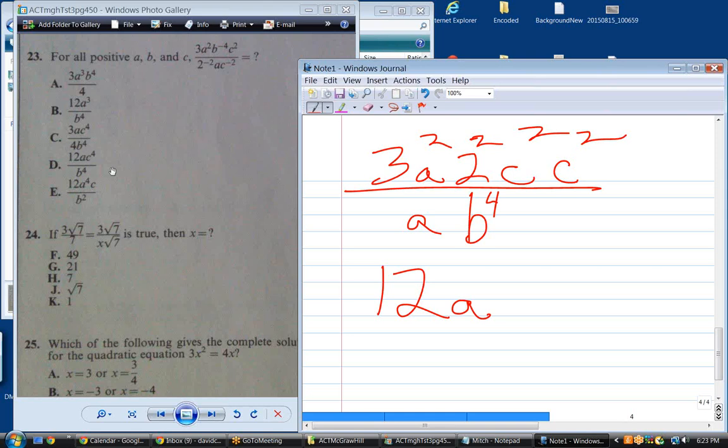In other words, you don't always have to do all of the math. Remember that when you're taking this test, you're not trying to prove to anybody what your math skills are. What you're trying to do is answer the question properly in the shortest amount of time. That's the key.